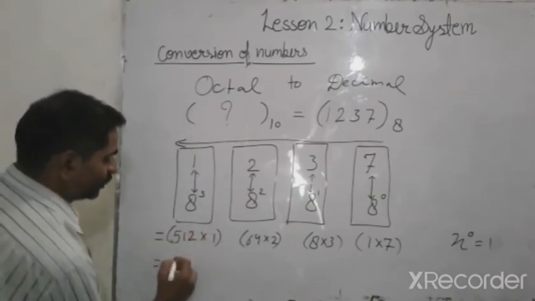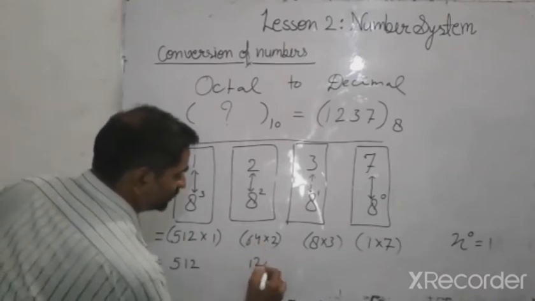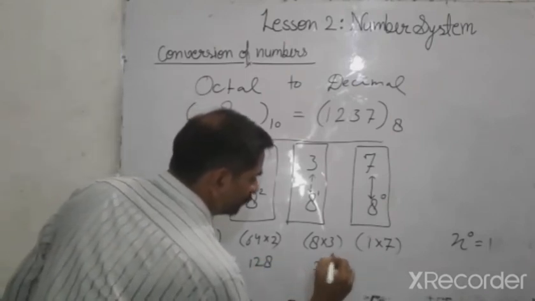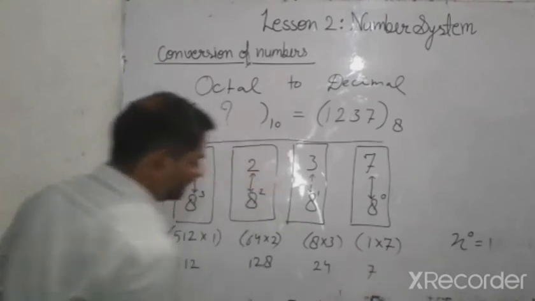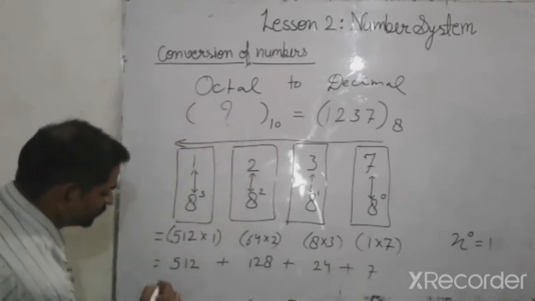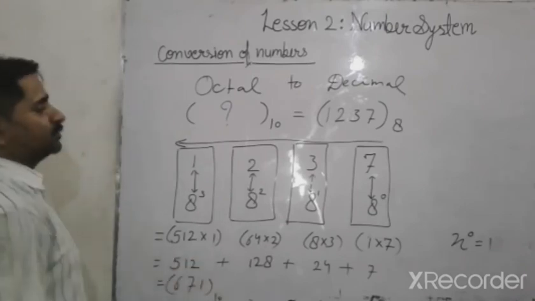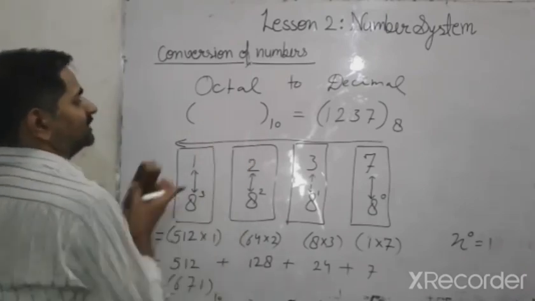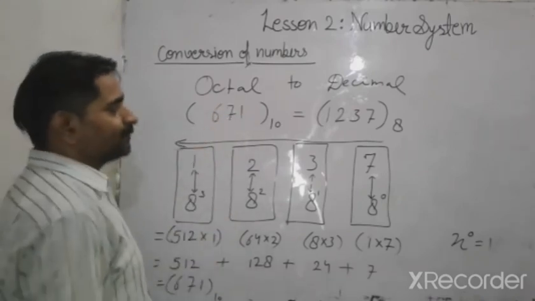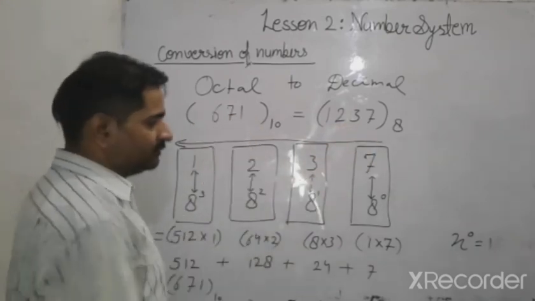Now 512 into 1 is 512, 64 into 2 is 128, 8 into 3 is 24, and 1 into 7 is 7. At last, you have to add all the values, so you get 671. So now you can see, when we convert an octal value to its decimal form, we apply this process.